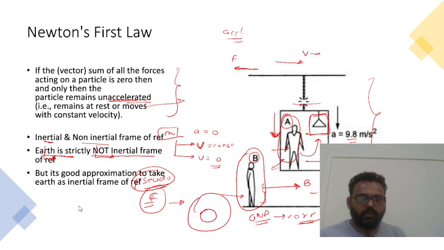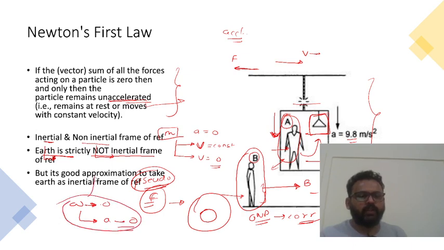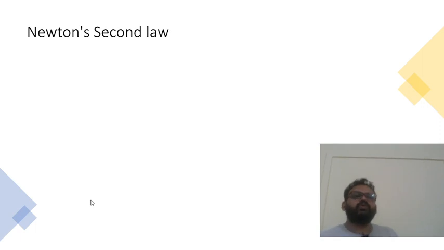Because theoretically, if you calculate the angular velocity, the angular speed of Earth, it comes out very minute, something around 0, and therefore its acceleration is also 0. So therefore we can approximate Earth as a good inertial frame of reference. Okay, get the concept? Now come to the second law.